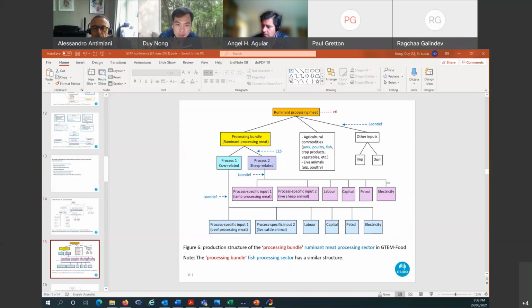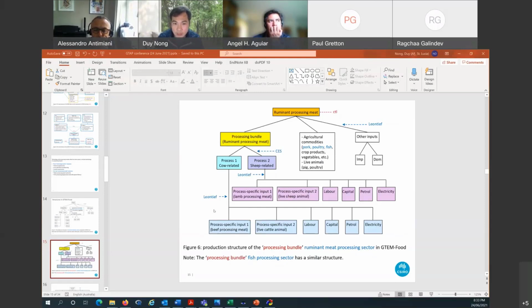For the Leontief, in this case, for example, for the processing need here, because we divide the input into particular processes, that is cow related and sheep related. So when we have the specific input for each process, it means that we do not allow substitution between these commodities. Otherwise, it will become the normal sector or commodities in the GTAP model, for example.